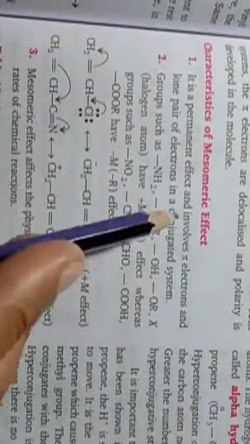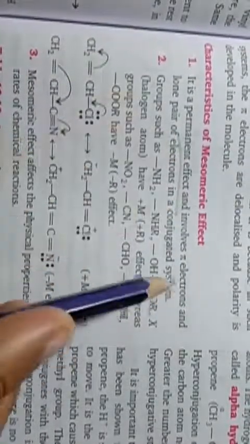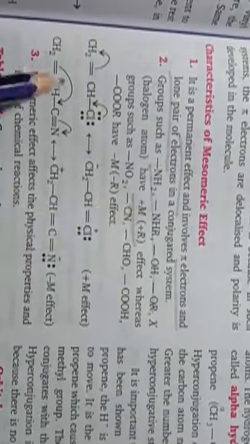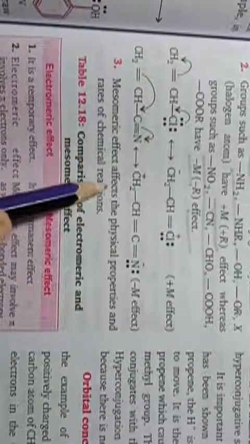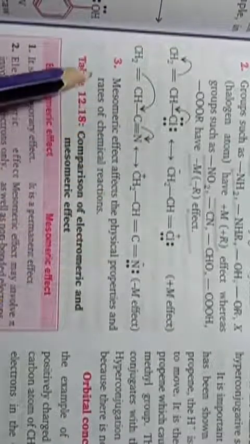Okay students. Then the characteristics of the mesomeric effect. First, it is a permanent effect, and it involves pi electrons and lone pairs of electrons. Groups such as these are showing plus M or plus R effect, and such unsaturated groups are showing minus M or minus R effect. Then the mesomeric effect affects the physical properties and rates of chemical reactions.